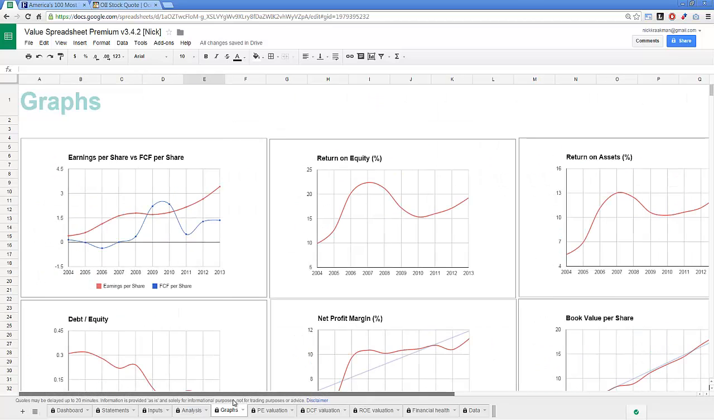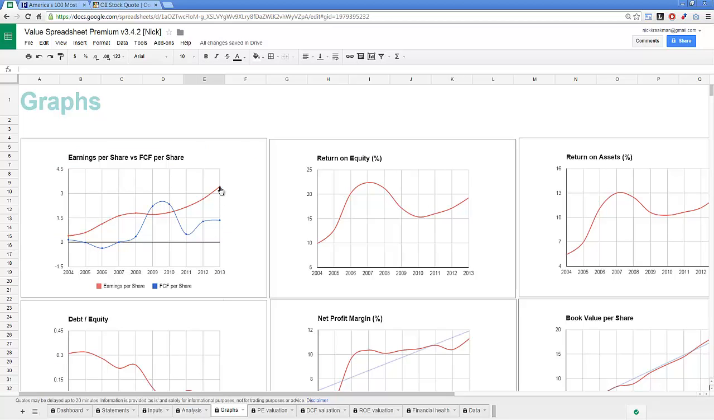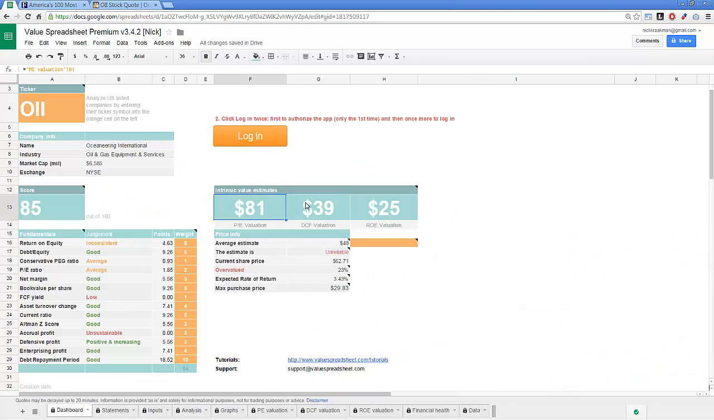Well, then let's take a look at the valuation. We see very different valuations here. So why is that? Well, as we saw, this is a PE valuation model and this is a discounted cash flow valuation model. And we already saw in the graph that the earnings, which is used in the PE ratio model, and free cash flow, which is used in the discounted cash flow model, there's a big gap between these. So that's why there's also a big gap in the results of these valuation models.